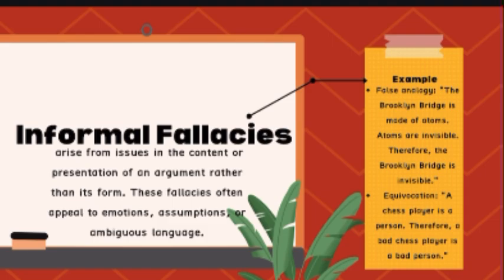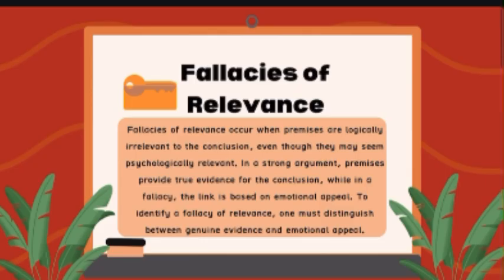So, fallacies of relevance. Fallacies of relevance occur when premises are logically irrelevant to the conclusion, even though they seem psychologically relevant. So in a strong argument, premises provide true evidence for the conclusion, while in a fallacy, the link is based on an emotional appeal. So to identify a fallacy of relevance, one must distinguish between genuine evidence and an emotional appeal.